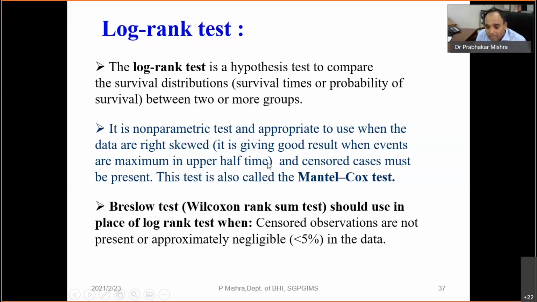अगर मतलब स्टडी के स्टार्टिंग में जब ज्यादा इवेंट हो जाती है, तो it means in that situation the log-rank test is not much more appropriate.